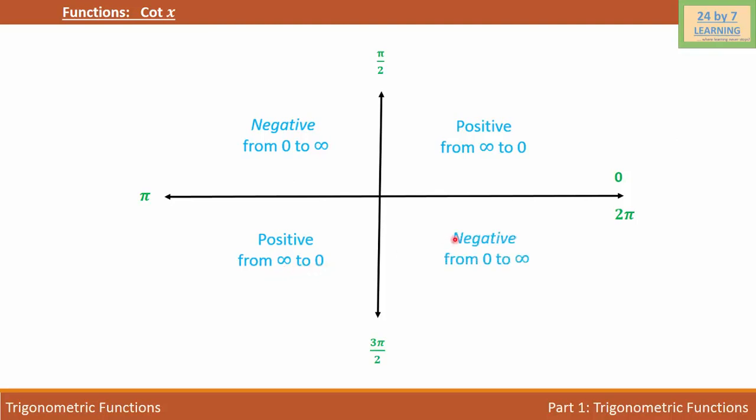And the value of cotangent is negative in the fourth quadrant and the value changes from 0 to infinity. And this is all about the cotangent function.